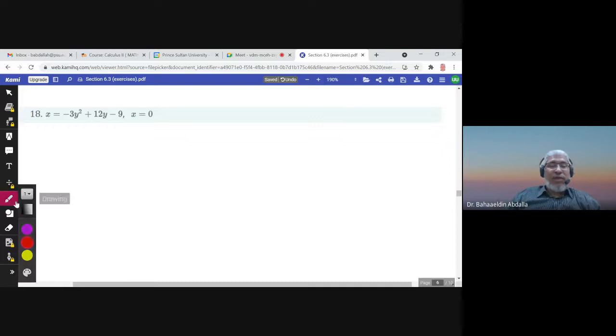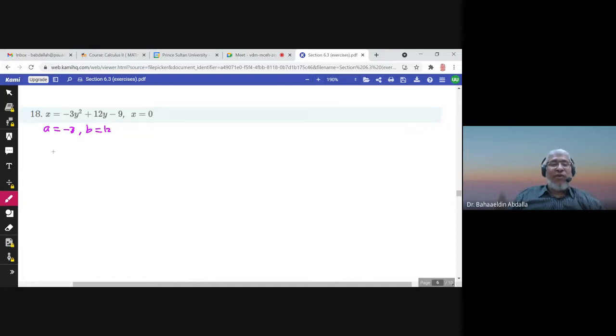All right. Here I have this parabola. This parabola, a y squared plus b y plus c, opens right or left. If the coefficient of y squared is negative, it opens to the left. So this parabola opens to the left. It's a horizontal parabola, not a vertical parabola. a here is negative 3.